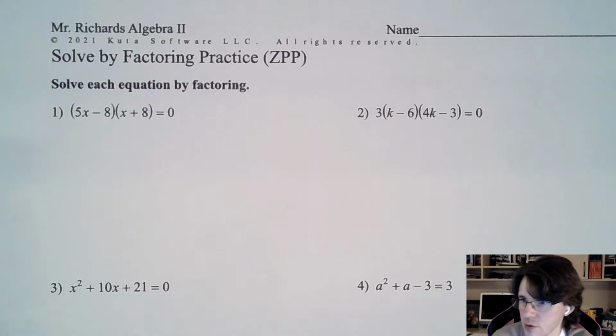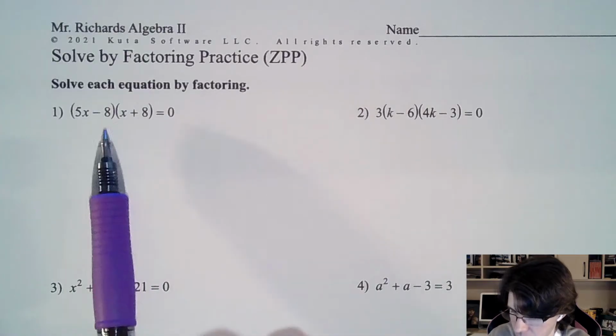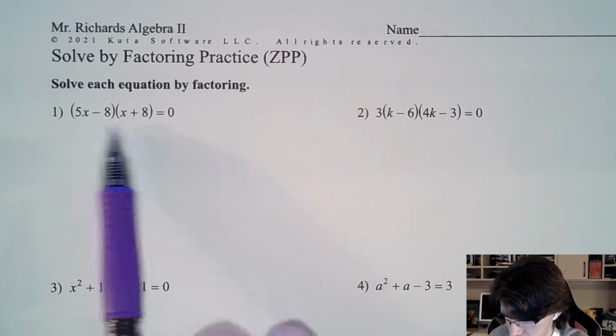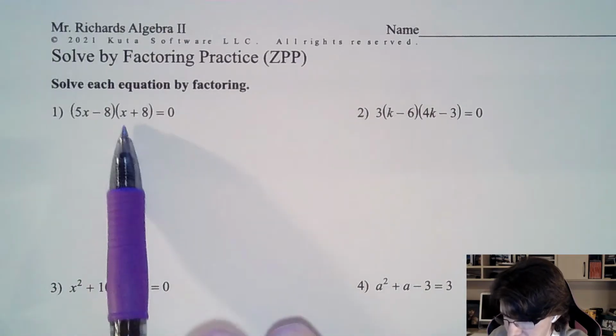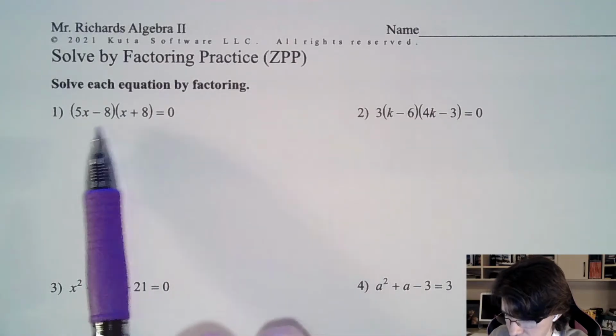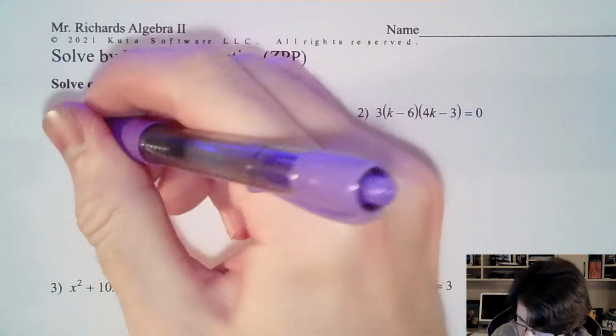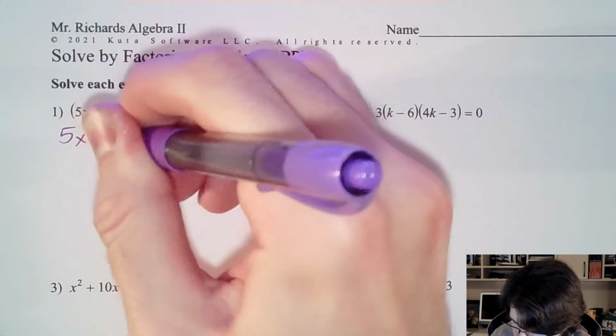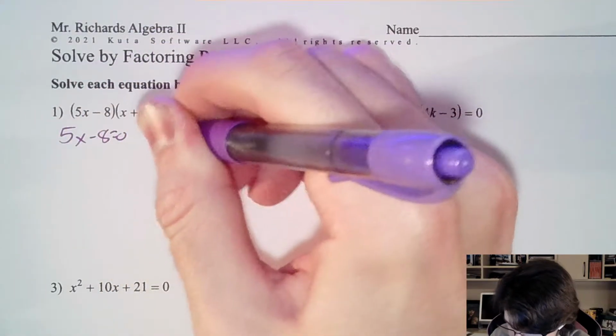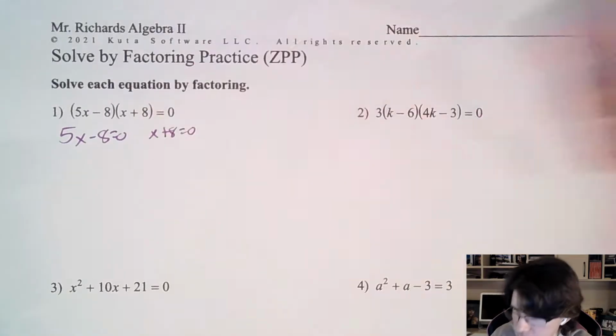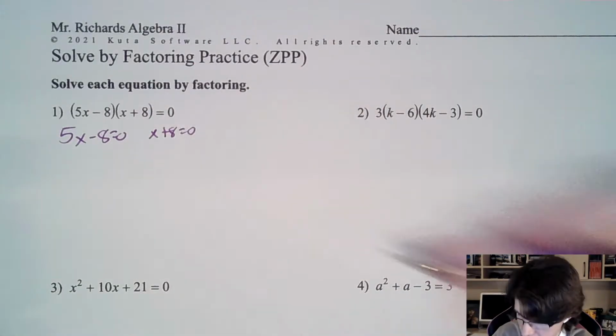So the whole point of what we're doing today is making sure that we're able to have two factors here that end up multiplying to zero. And if two things multiply to zero, at least one of them must be zero. So we're going to end up writing 5x minus 8 equals 0 and x plus 8 equals 0. So one of these two things must be true.